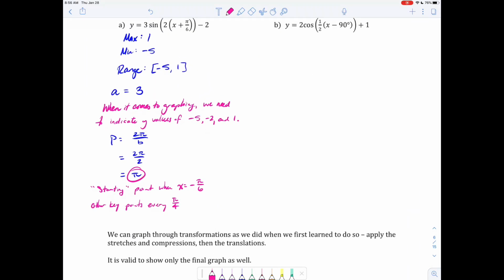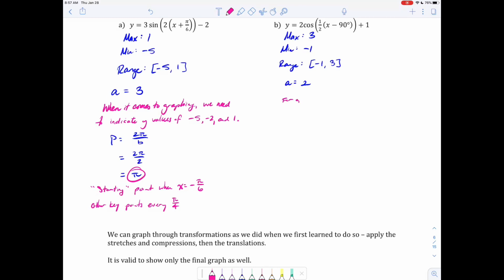Quick, try the other one. Hopefully you paused and you resume now. Because here I go. Maximum here, 1 times 2 plus 1 is 3. The minimum is -1 times 2 plus 1. So the range is that. The amplitude is 2.